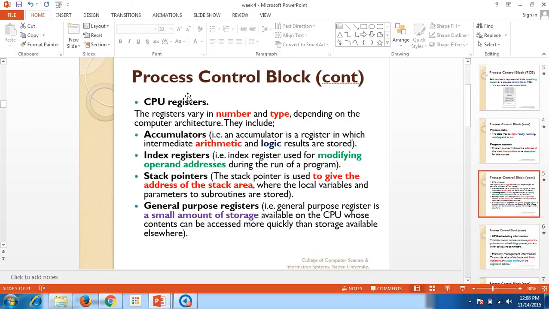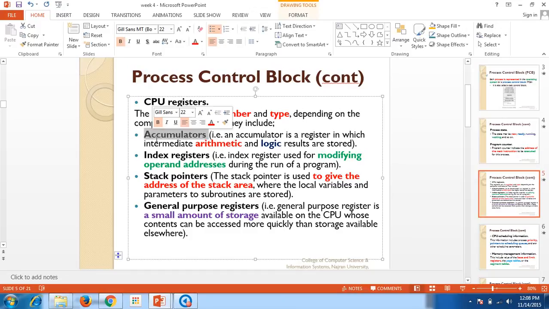Next, that's very important, the CPU registers. This is also a component of process control block. These registers vary in number and type, and it depends on the computer architecture. On the basis of the architecture we can say how many CPU registers it has and what the types of the registers are. But commonly there are 4 registers that are available in all types of architectures. The first, important one is accumulators.